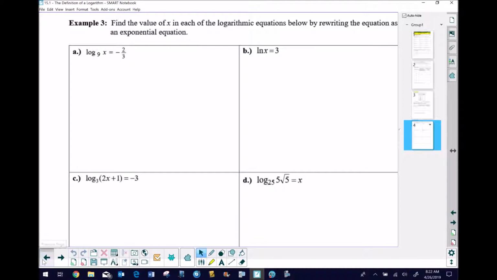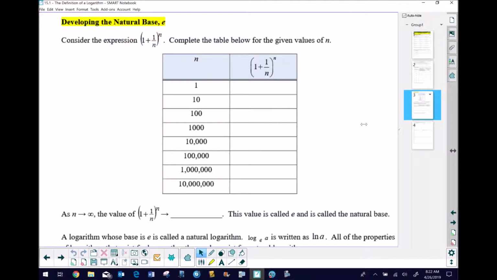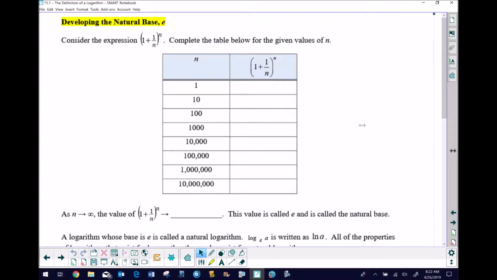Before we do that, I'm going to back up to page 3, and we're going to talk about this number e. It says, considering the expression 1 plus 1 over n to the n, we want to complete this table for the given values of n.